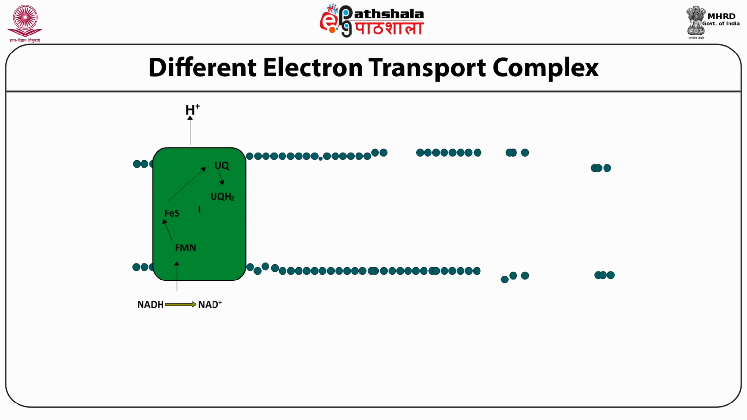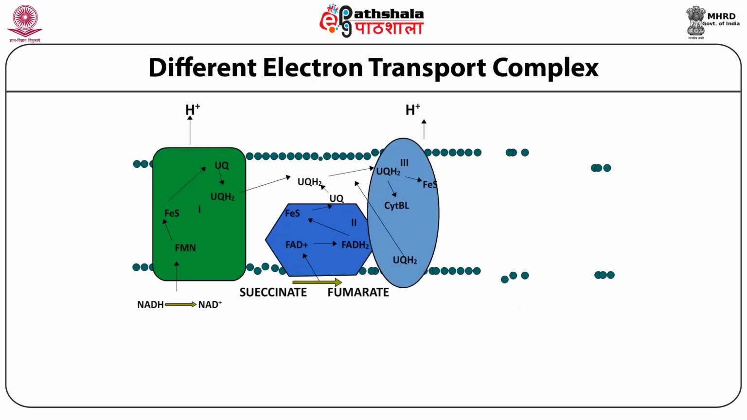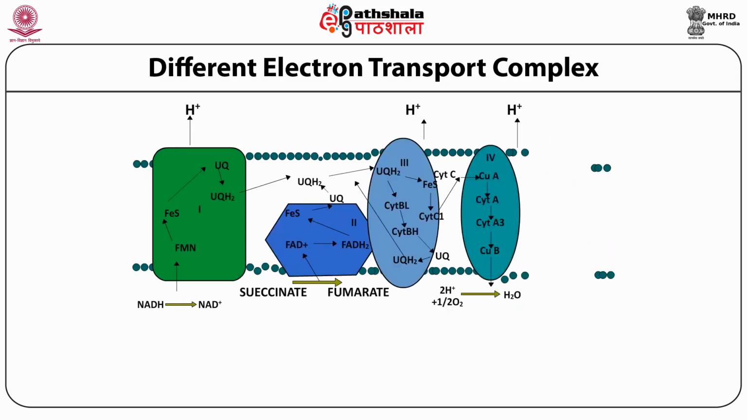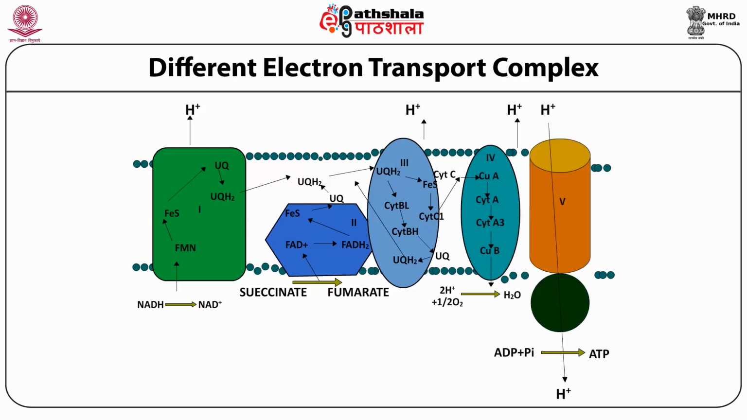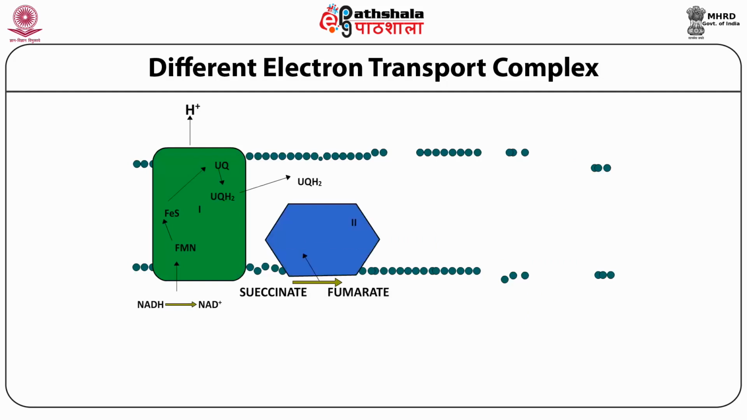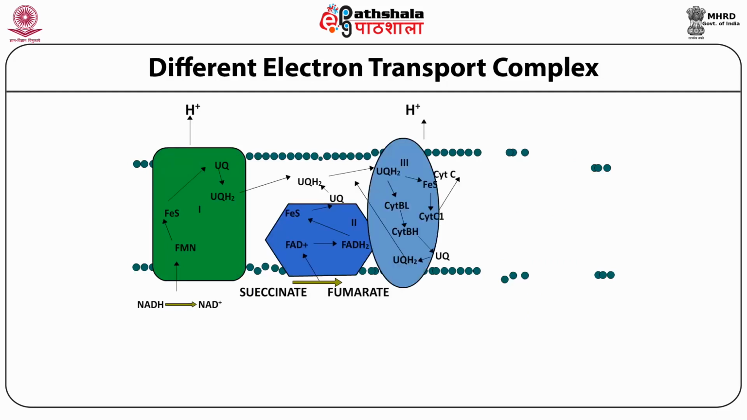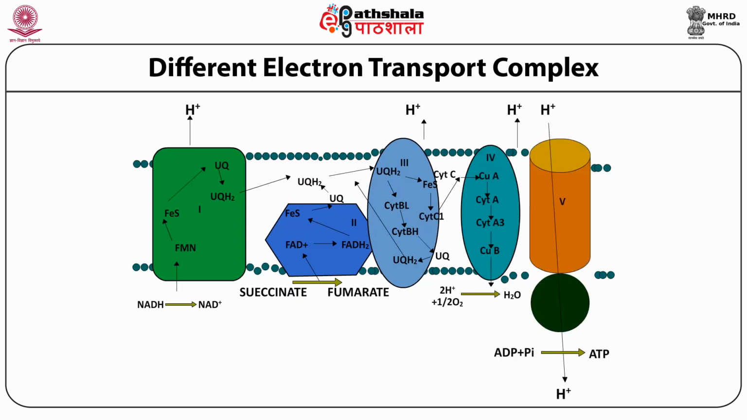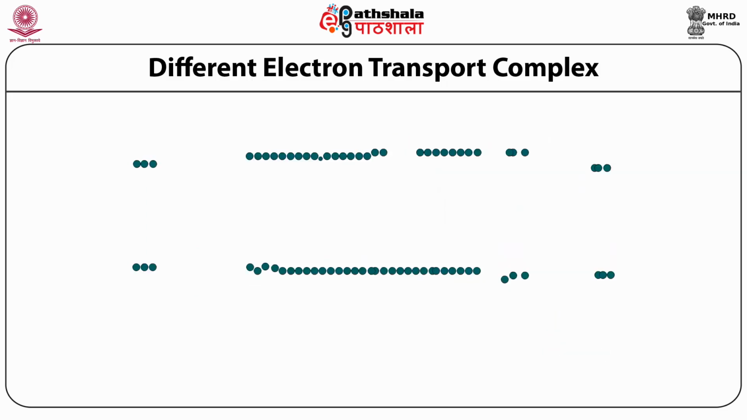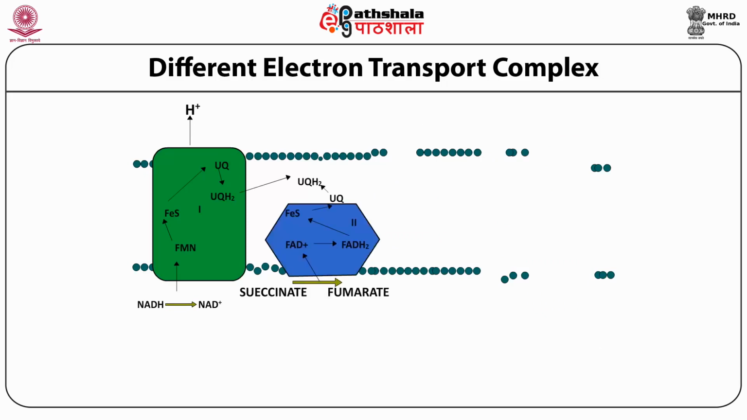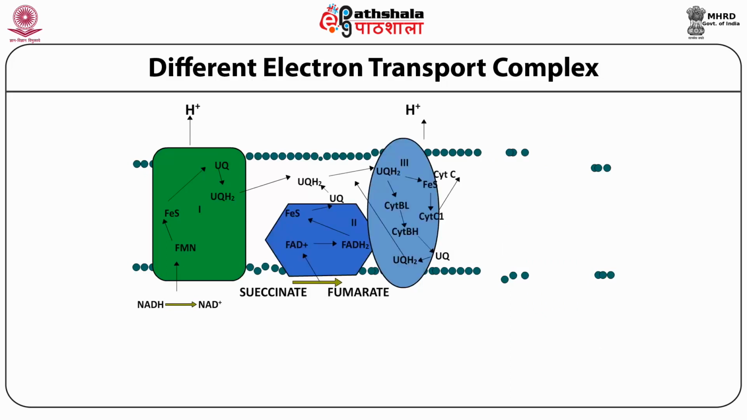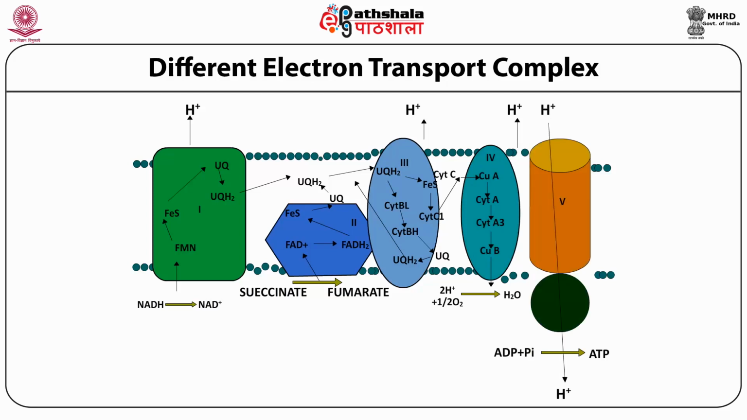At the same time, when we start electron transfer from succinate or FADH2, complex 2 is involved, and complex 2 gives its electron to complex 3 via ubiquinone, and then complex 3 gives its electron to complex 4 by cytochrome C. So during this process, starting from FADH2 or succinate, only complex 3 and complex 4 are going to pump the protons.